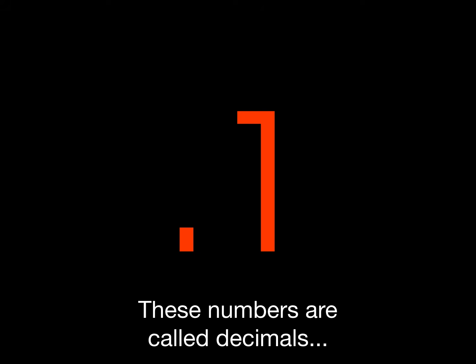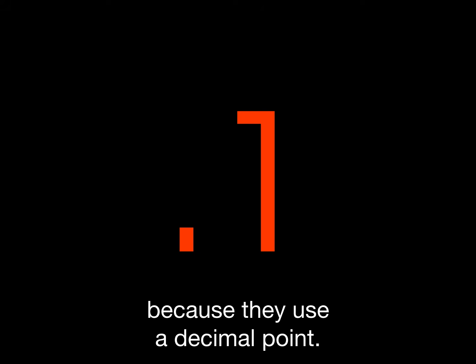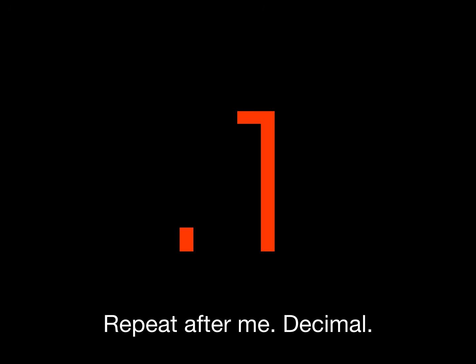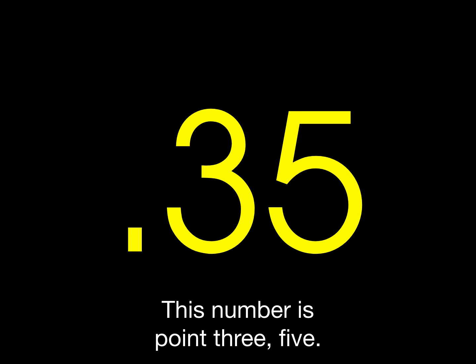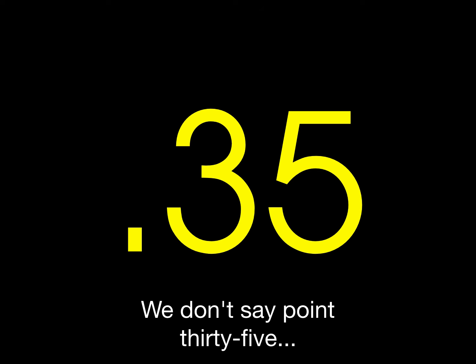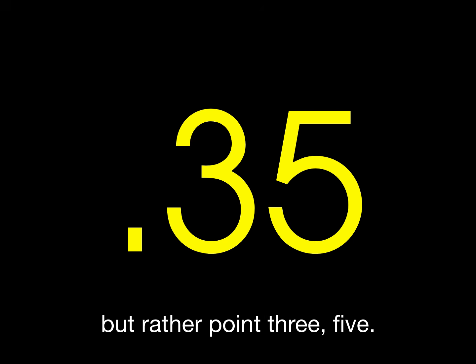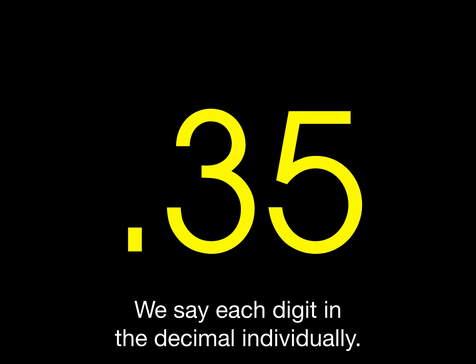These numbers are called decimals because they use a decimal point. Repeat after me. Decimal. Once again. Decimal. Good. This number is 0.35. We don't say zero point thirty-five, but rather zero point three five. We say each digit in the decimal individually.